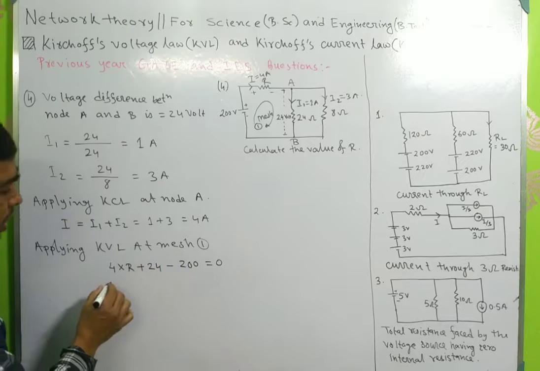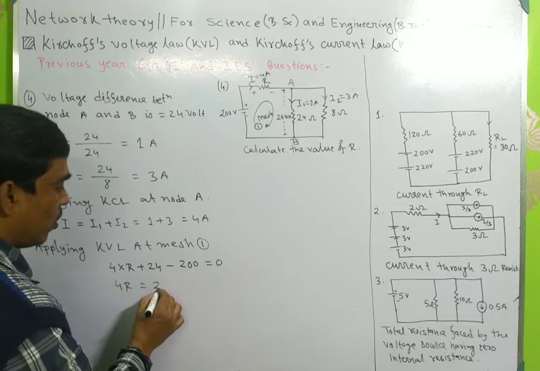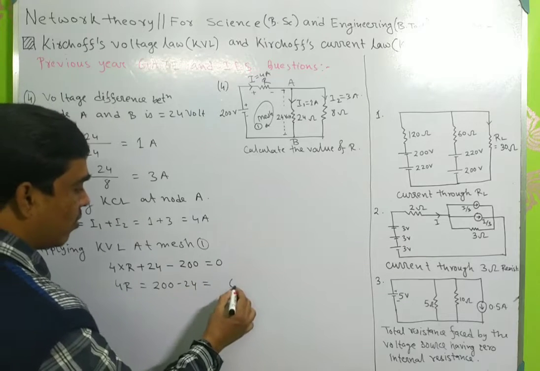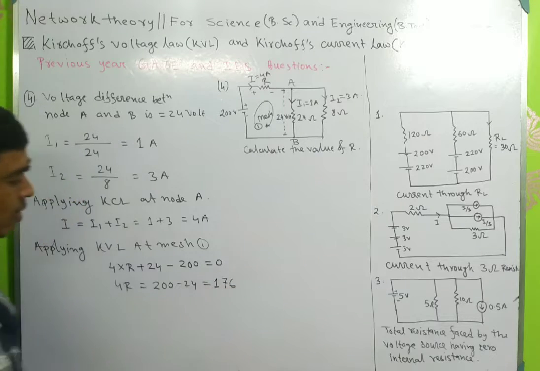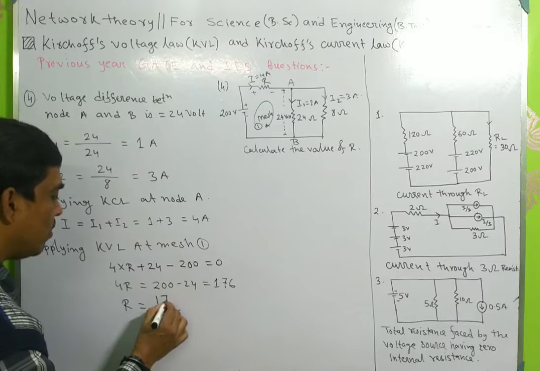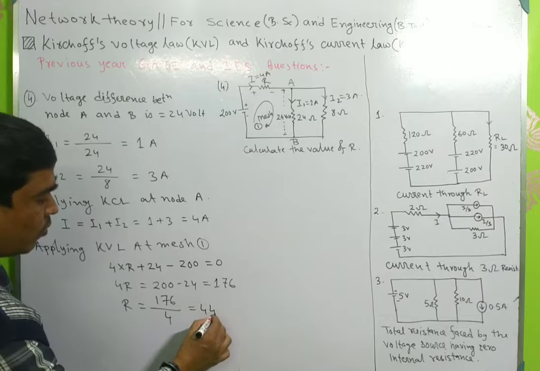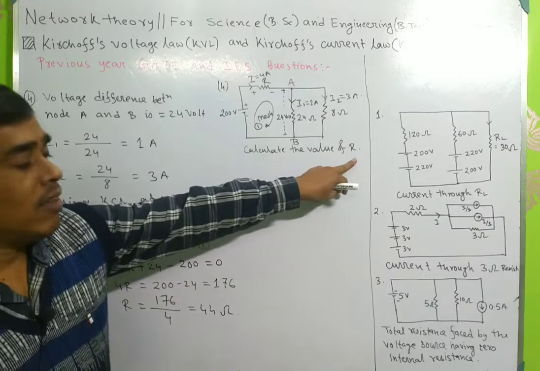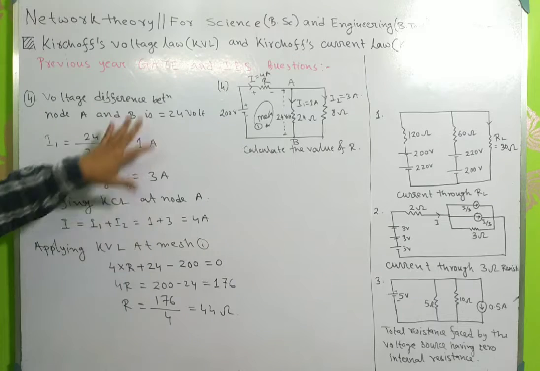So from this equation we can write that 4R equals 200 minus 24. So it will be 176. So R will be 176 divided by 4. So it will be 44 ohm. So the value of resistance R will be 44 ohms. So this is the problem. In this way you can solve this problem.